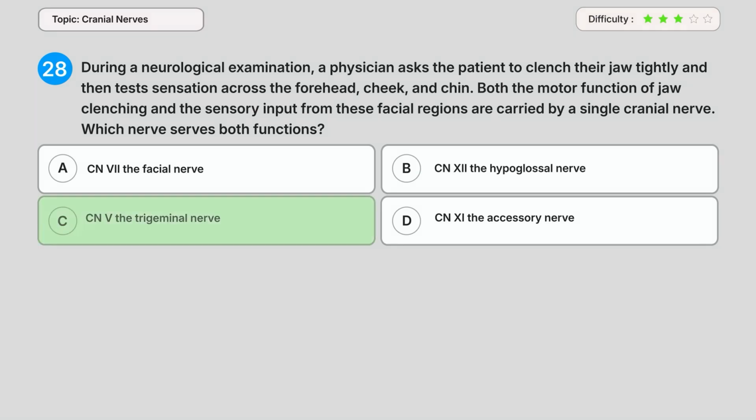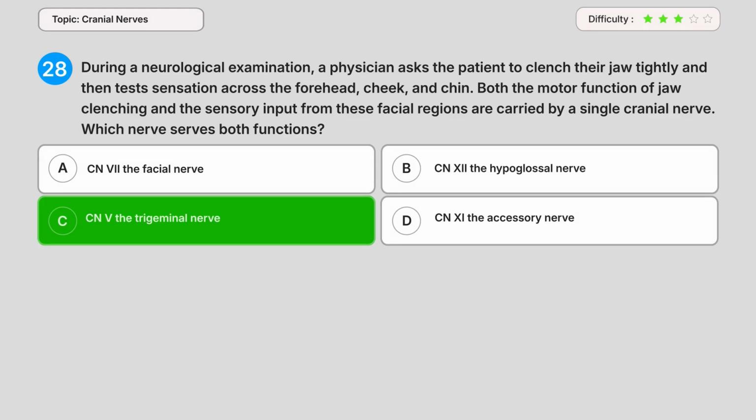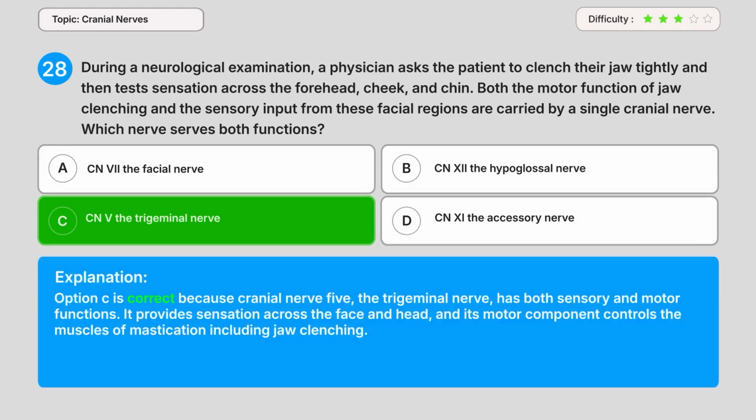Correct answer, C. CN5, the trigeminal nerve. Explanation. Option C is correct because cranial nerve 5, the trigeminal nerve, has both sensory and motor functions. It provides sensation across the face and head, and its motor component controls the muscles of mastication, including jaw clenching.